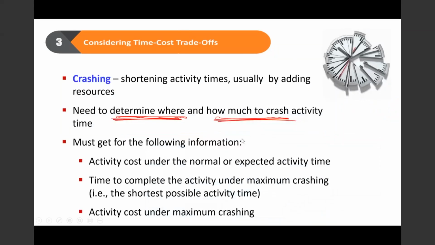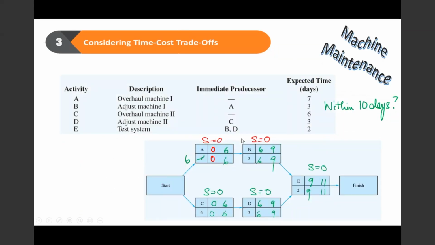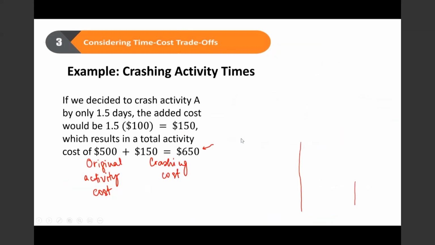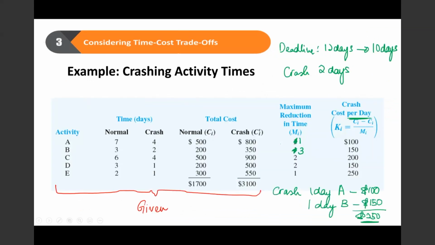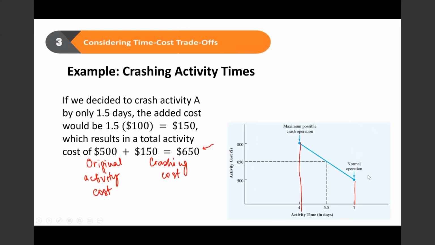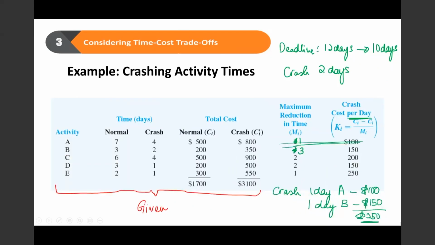So now I have 2 critical paths. Okay, I have used up this $100. So this one I've used up. So next, which activity to crash now that both of them are on a critical path? So I can choose. This is 150, this is 150. So I can choose now to crash activity B or activity D.